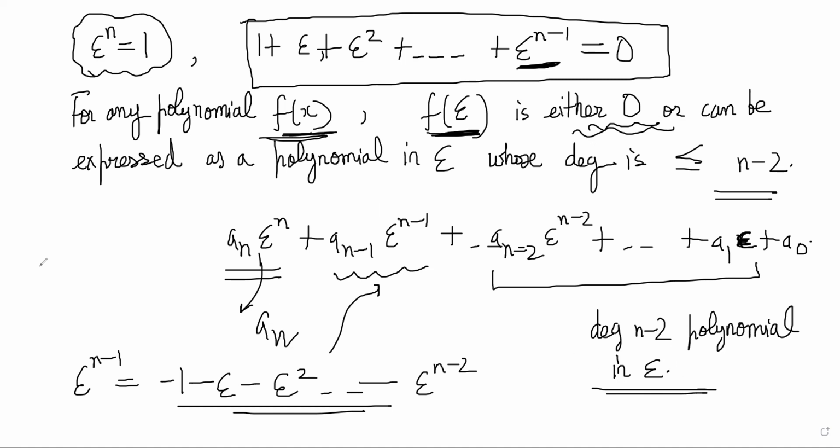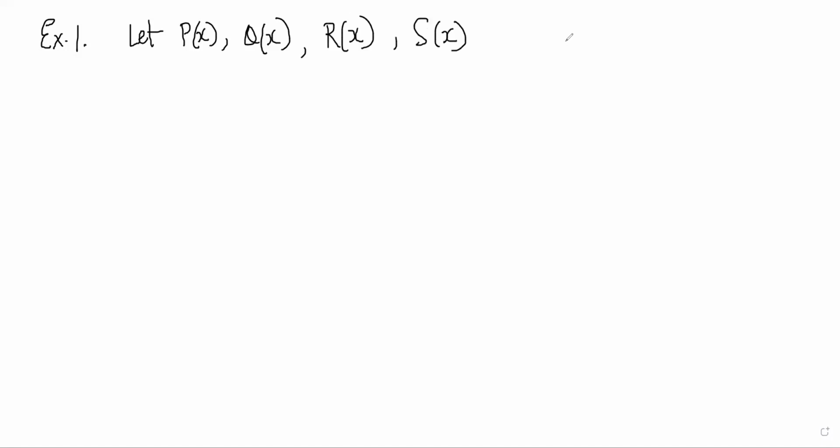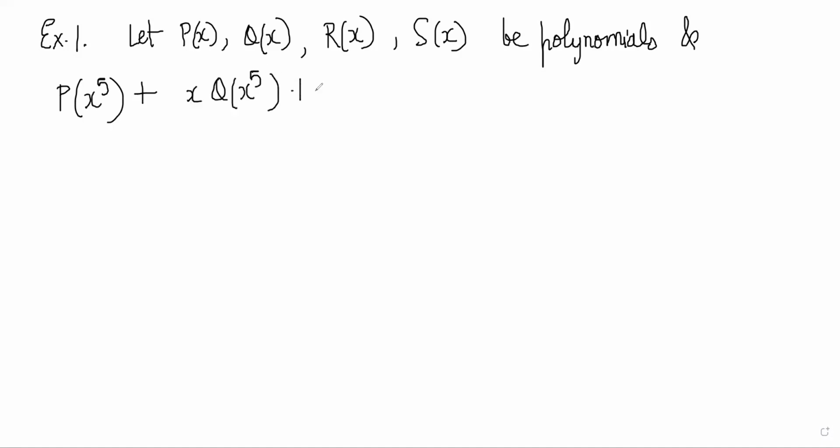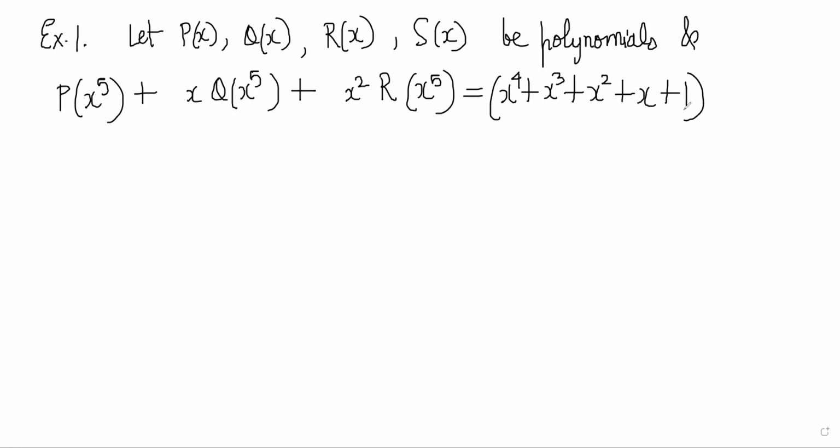So now these are the standard properties of roots of unity. I will look at a couple of questions. This is example 1. Let P of x, Q of x, R of x, S of x be polynomials, and it is given that P of x power 5 plus x times Q of x power 5 plus x square R of x power 5 is equal to x power 4 plus x cube plus x square plus x plus 1 times S of x.